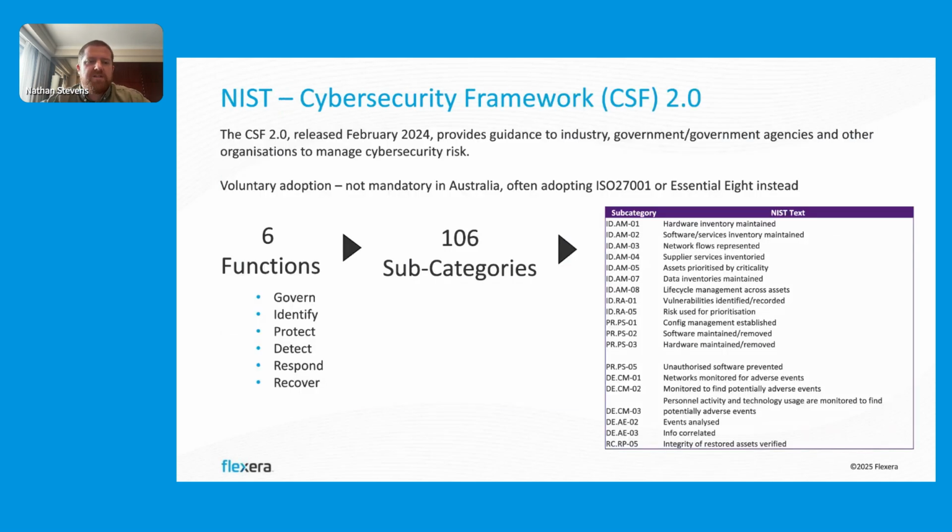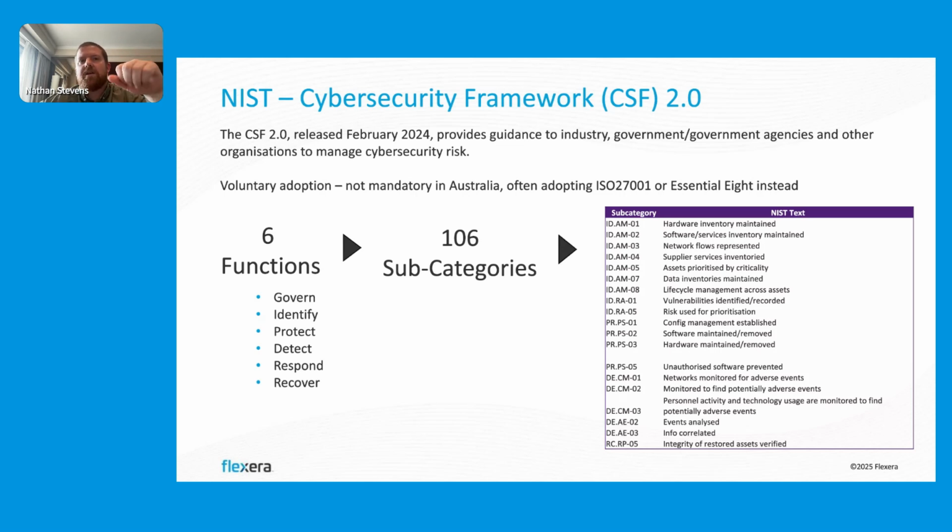So what we want to do now is just jump into the first of those frameworks. And when we start to look at NIST, and like I said, specifically the cybersecurity framework, which is the version 2.0, this is one that was released in February, or rather updated in February 2024. So what this is doing is providing guidance to industry, government agencies and other organizations to manage cybersecurity risk. It's not mandatory, so it is a voluntary adoption. So this is not mandated currently in any organization.